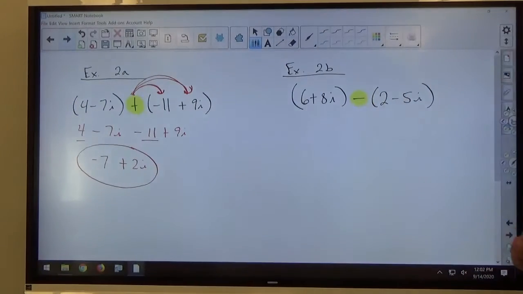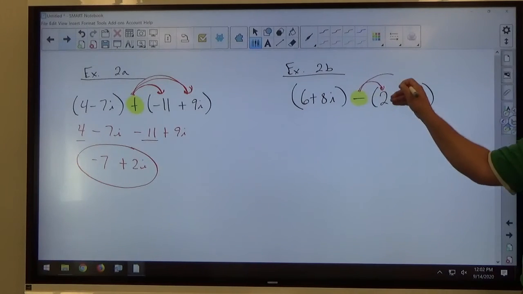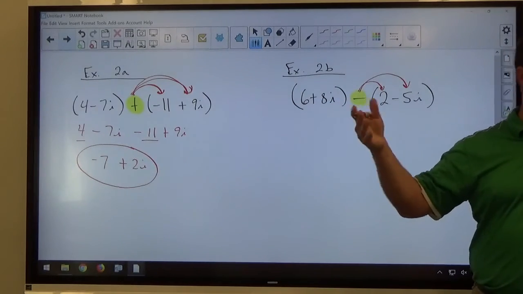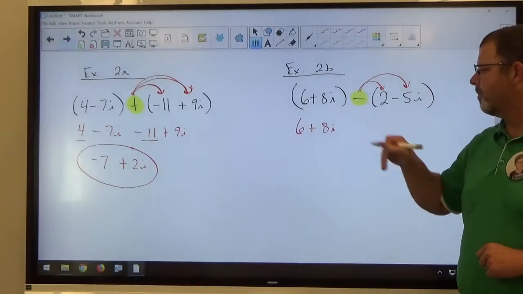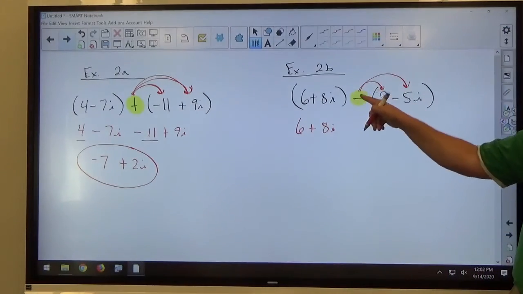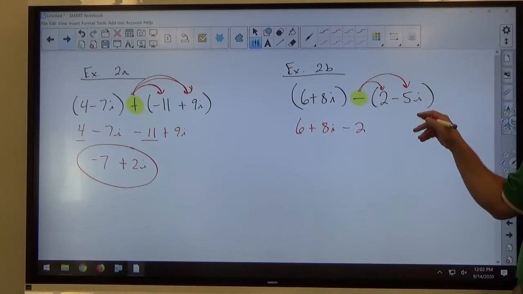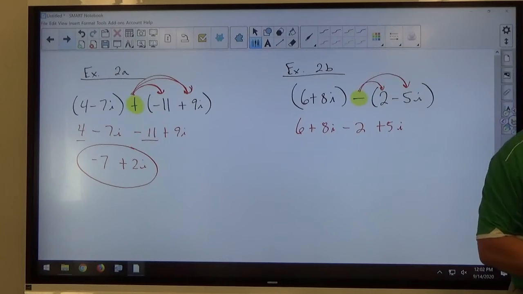All right, on this one, 6 plus 8i minus 2 minus 5i. Notice the minus sign in front, if I distribute, is going to make opposites, right? So the first parenthesis, 6 plus 8i, is just parentheses for effect. So 6 stays 6, plus 8i stays plus 8i. Minus a positive 2 means minus 2. Minus a negative 5i means plus 5i. And that's priority 1 of these problems.